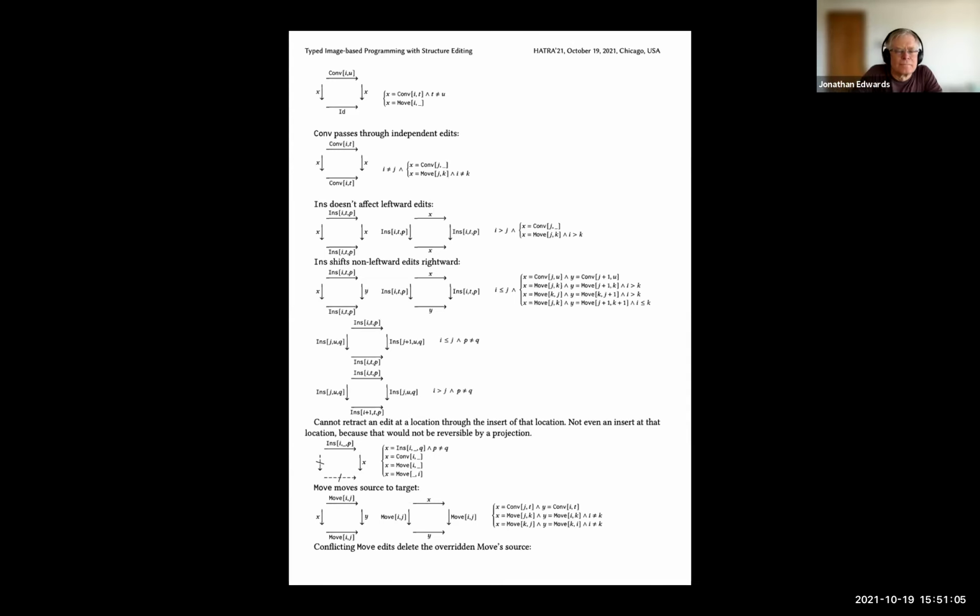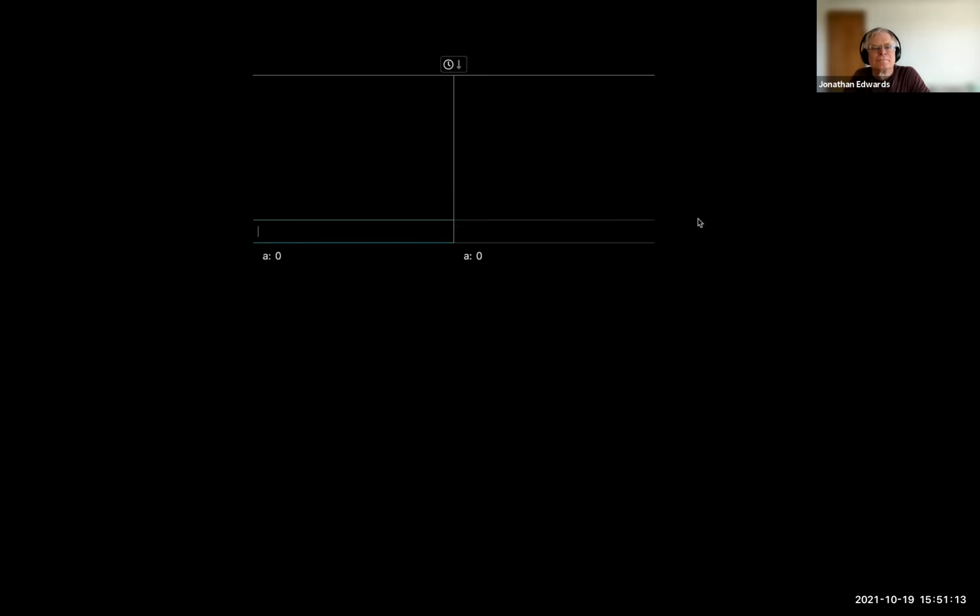The question is, is this theory usable in practice? We've been building a prototype to find out. This is the difference view. There are two documents here on the bottom left and the bottom right, and they both have just a single field A, which is equal to 0.